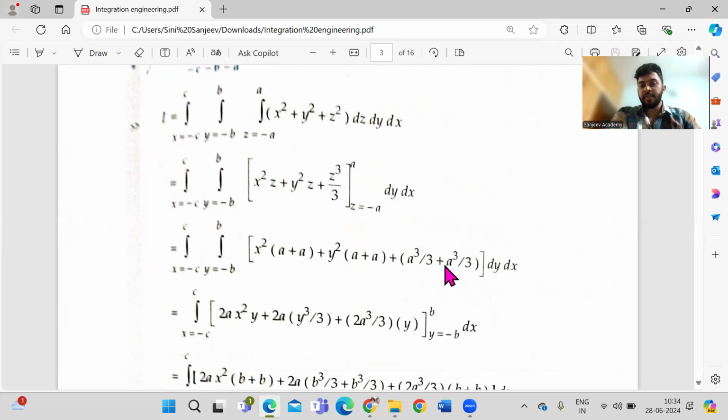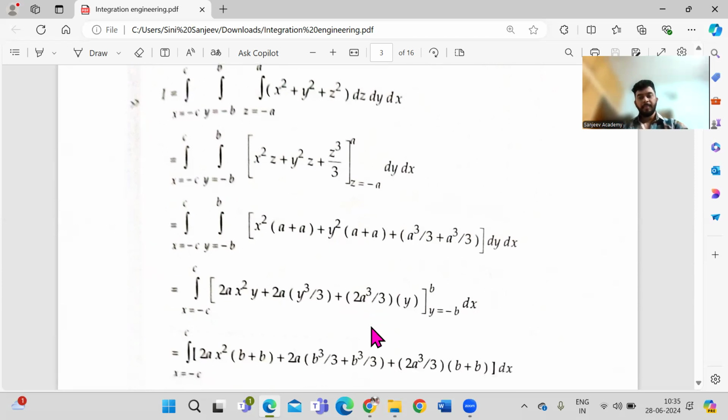Then once you have got this, it is with respect to what? y. Correct? If this is a constant, it will be just y. And here also, x square into a plus a will be constant. It will be y cube by 3, that is 2a into y cube by 3. And here again, this term will be a constant and you'll get y. a cube plus a cube is 2a cube by 3. That's what this is all about. Again, pause the video and see whether you're getting the same. So do it simultaneously for better results.